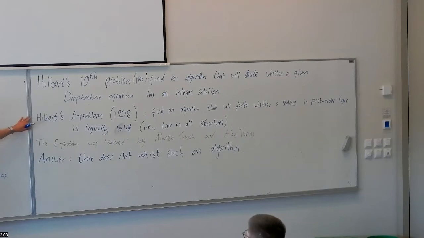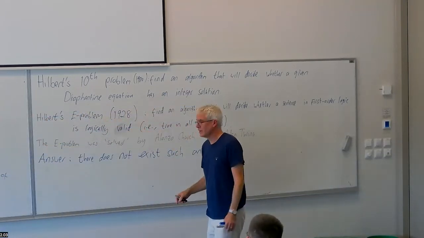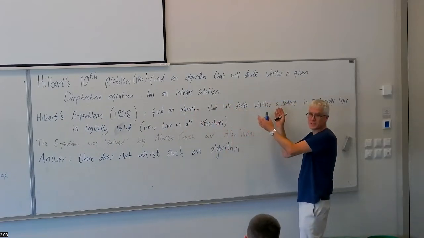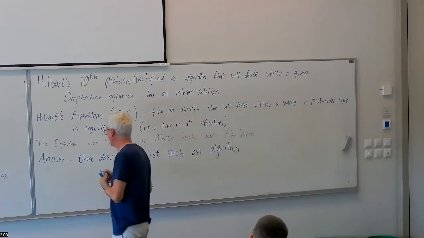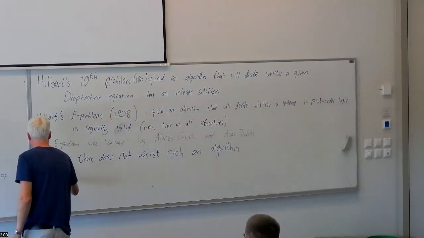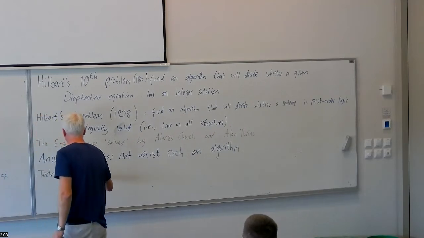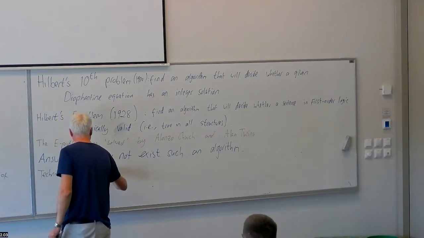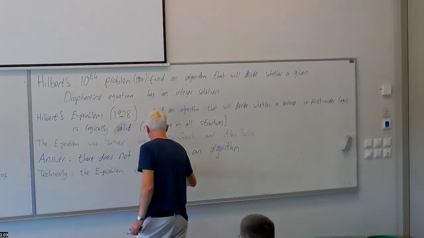They turned the question around, but in doing so, they were able to come up with an answer. So, in technical terms, one says that the Entscheidungsproblem, there's no algorithm to decide it, so it is undecidable. There is no possible way of deciding it. So, technically, the Entscheidungsproblem, the E problem, is undecidable.